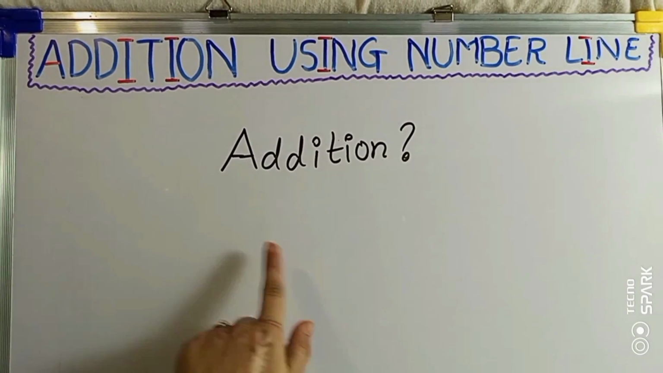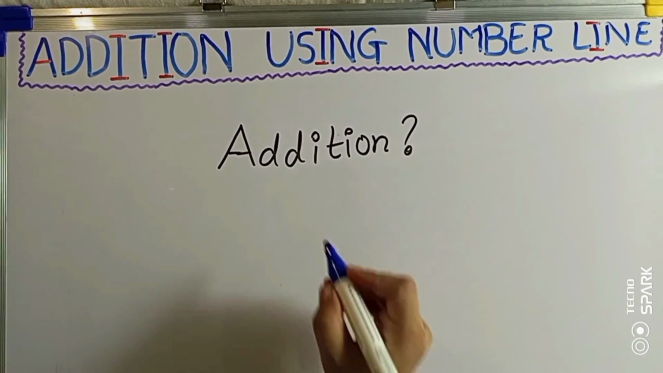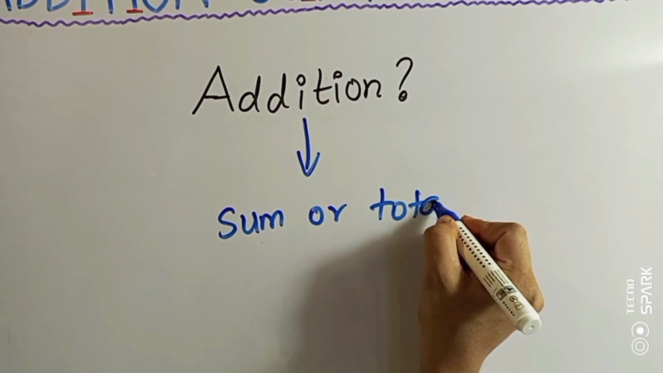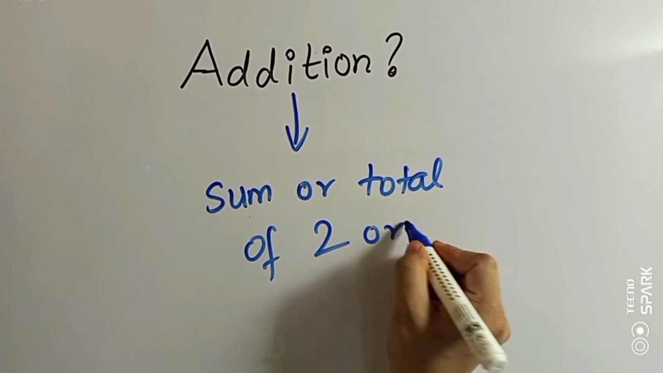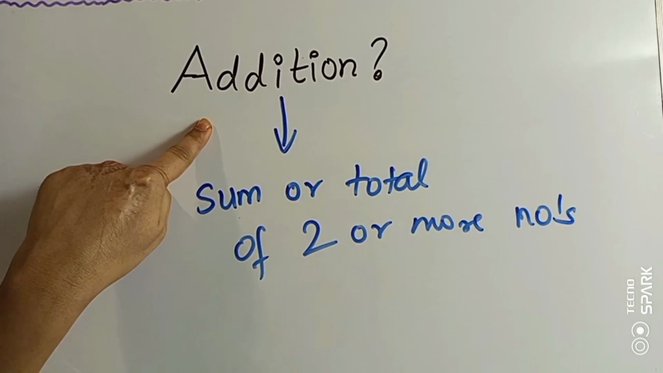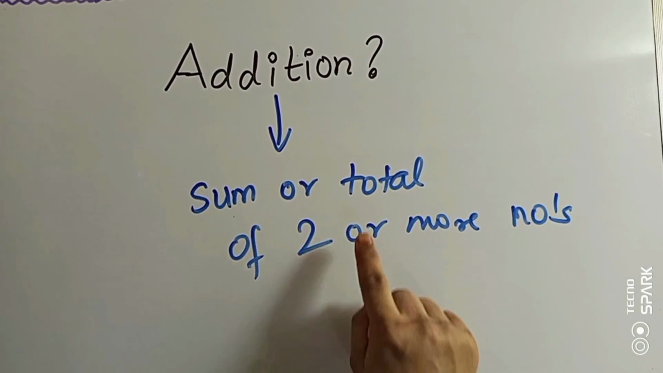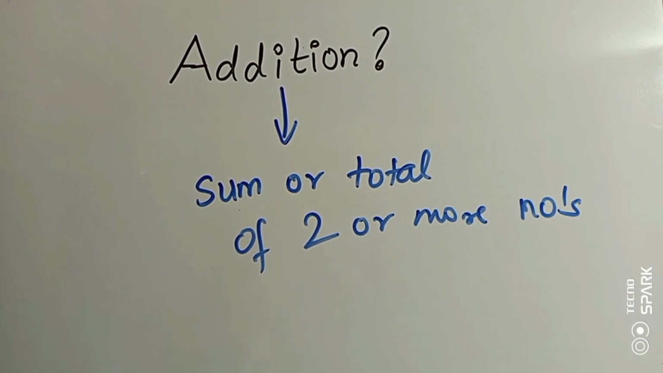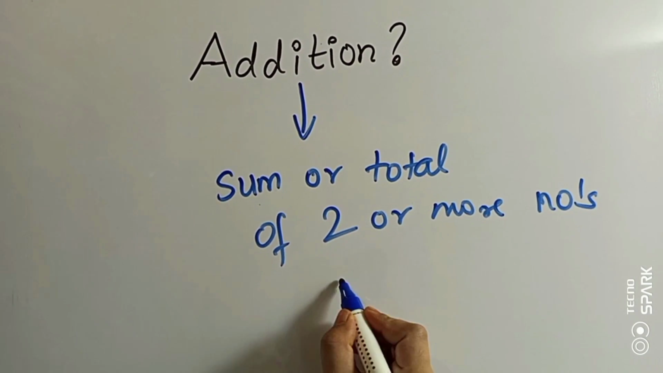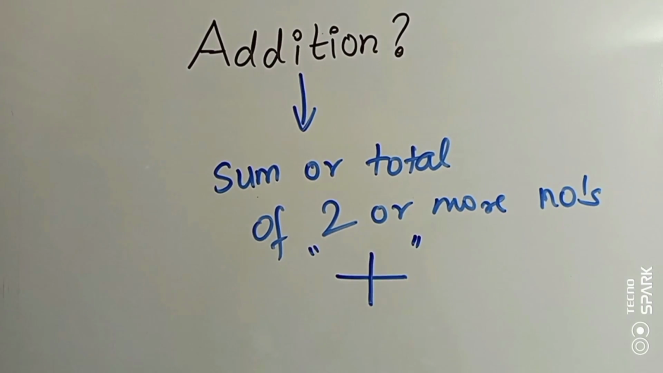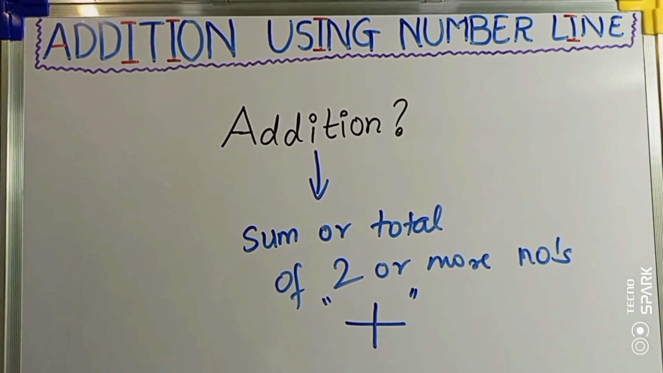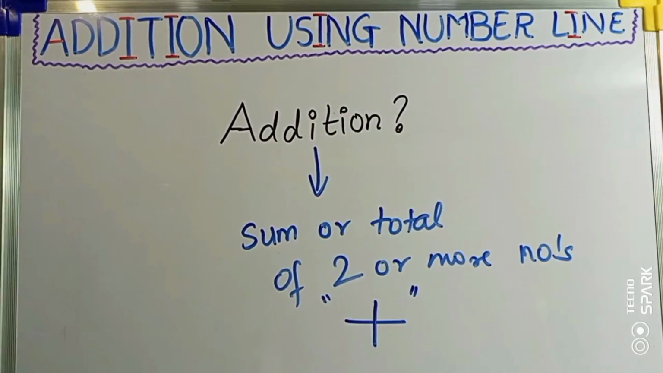First, let us see what is addition. So, when we find sum or total of two or more numbers, then it is known as addition. So addition is basically we find the total of the given numbers. Okay. Now what is the sign which we use for addition? We use the sign plus. Now this is the sign we use for addition. Okay. Now we will see how to add numbers using number line.